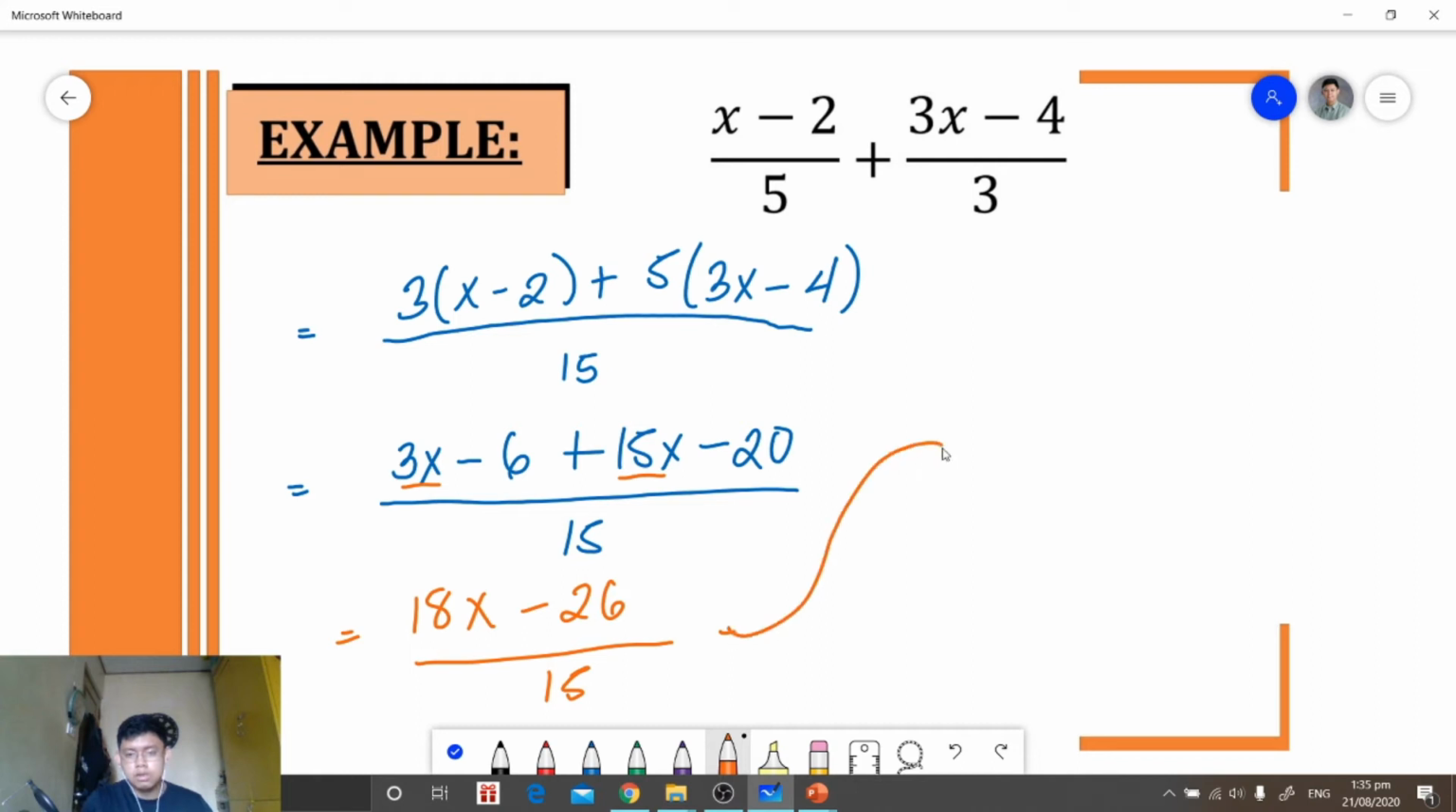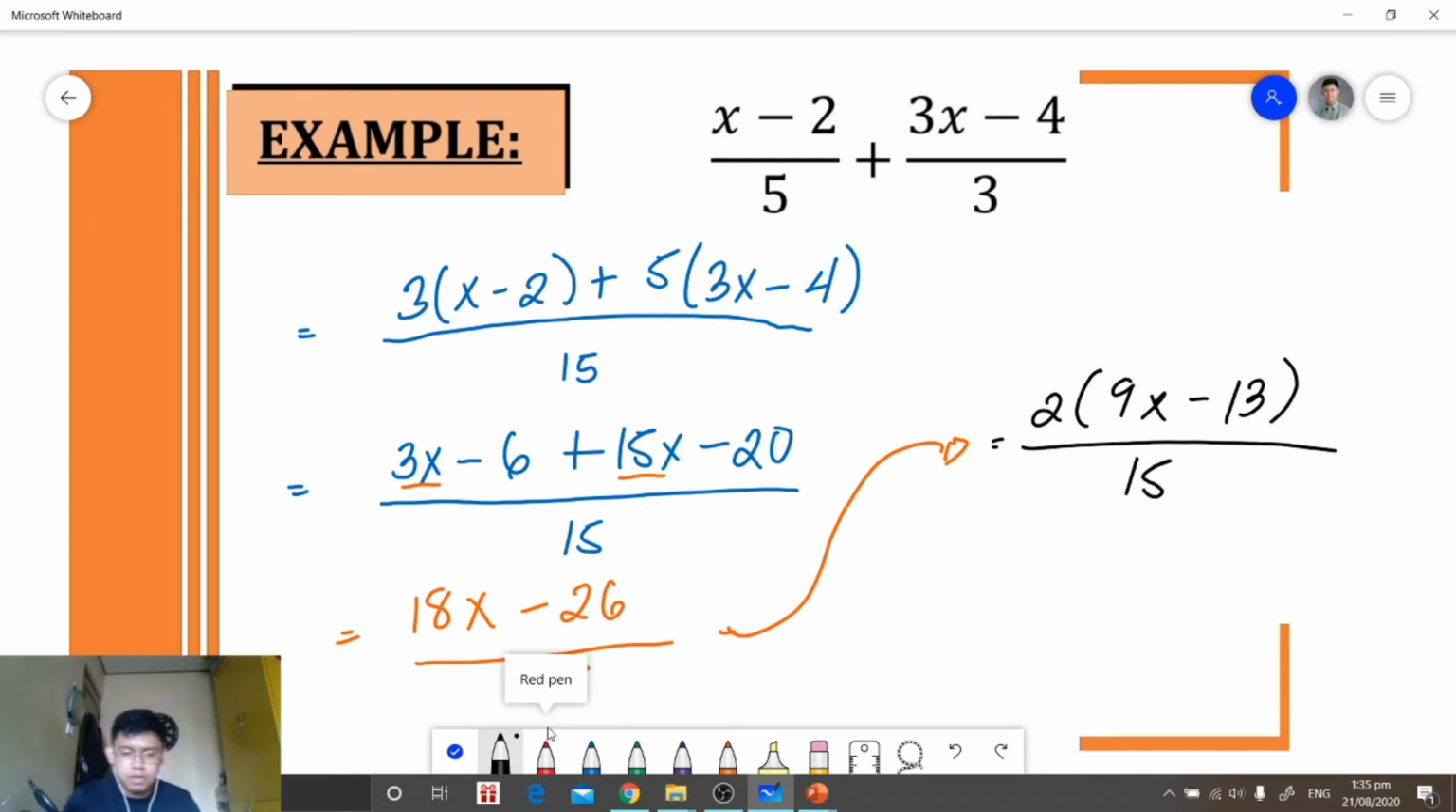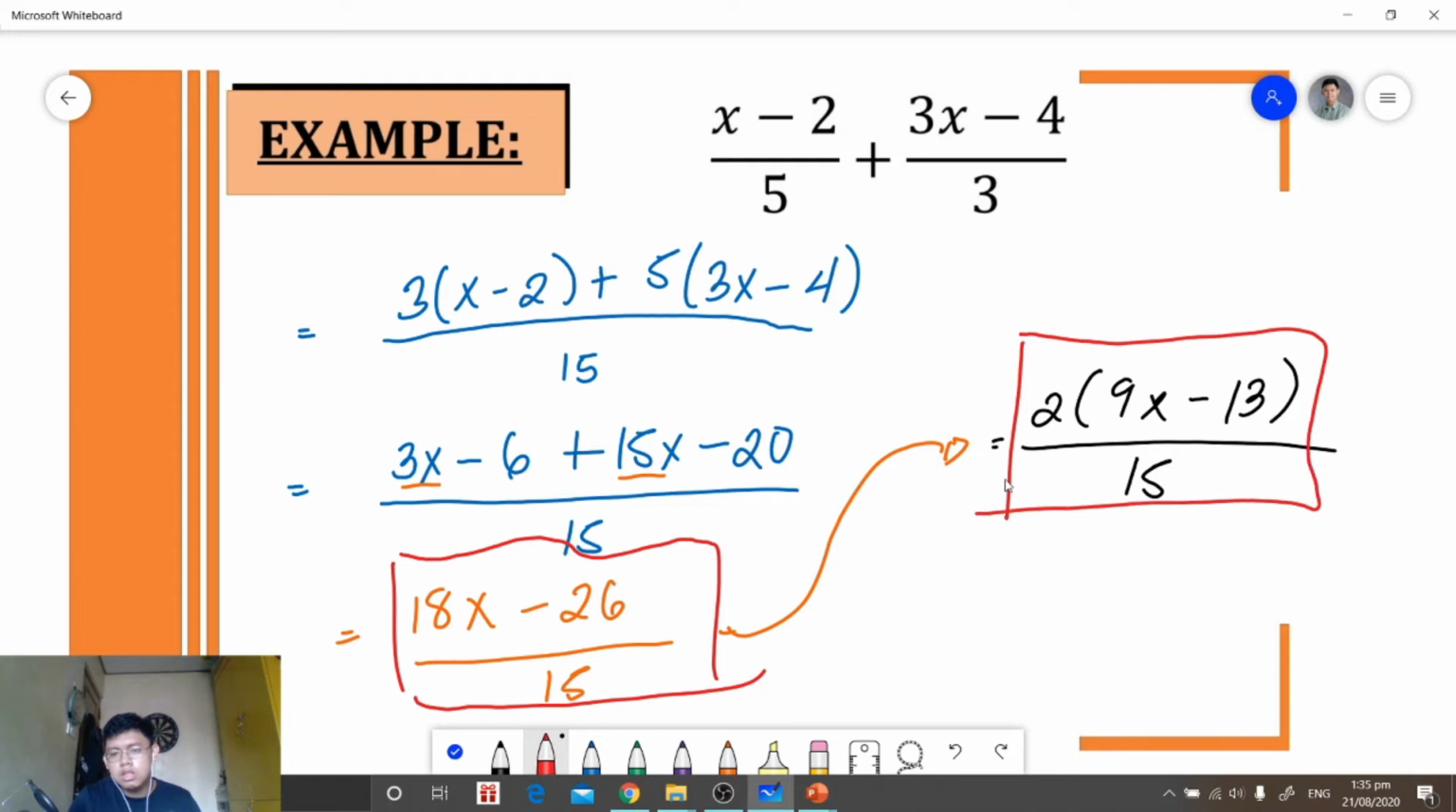Now let's apply the factoring. Let's see if we can simplify our given. So the common factor of our numerator is 2. We will have the other factor, which is 9x minus 13 over 15. If we cannot cancel anymore, we can now have our final answer, which is 18x minus 26 all over 15, or 2 times the quantity of 9x minus 13 all over 15. Either way, they are just the same. This is the expanded form, this is the factored form.